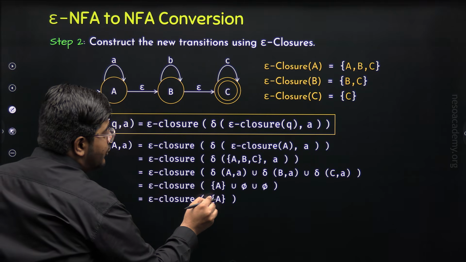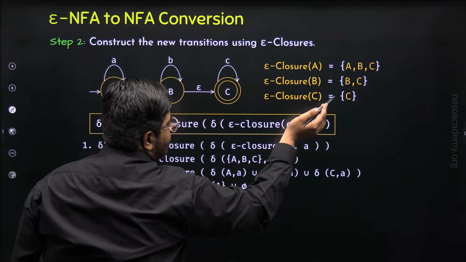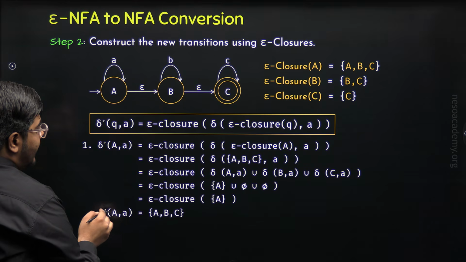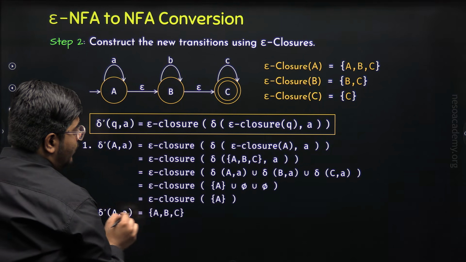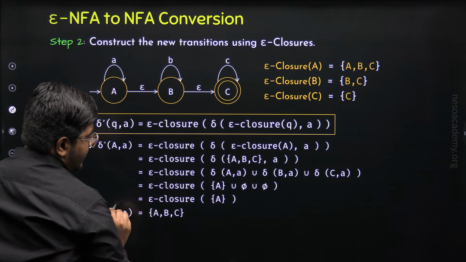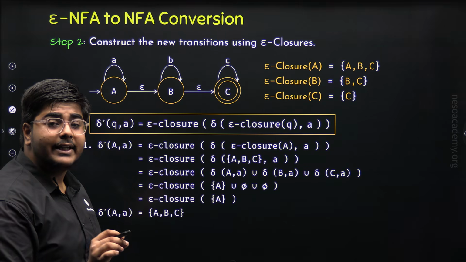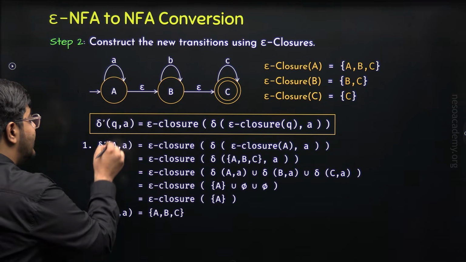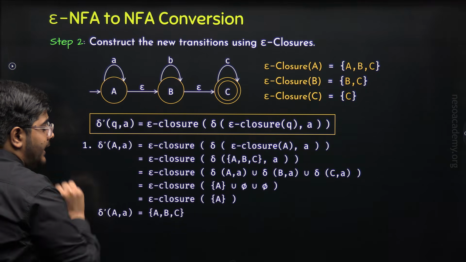The epsilon closure of A is A comma B comma C. So finally, delta dash A comma A will be equal to A comma B comma C. In this way, we have calculated the new transition for the state A on getting input symbol A.